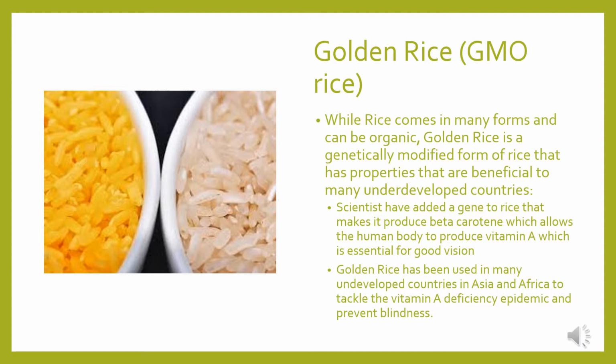While rice comes in many different forms and can be organic, there are also genetically modified forms of rice that are used to benefit many underdeveloped countries. An example of this is the golden rice, which scientists have added a gene to so that it produces more beta carotene, which allows the human body to produce vitamin A. This is essential for good vision, and golden rice has been used in many underdeveloped countries in Asia and Africa to tackle vitamin A deficiency epidemics.